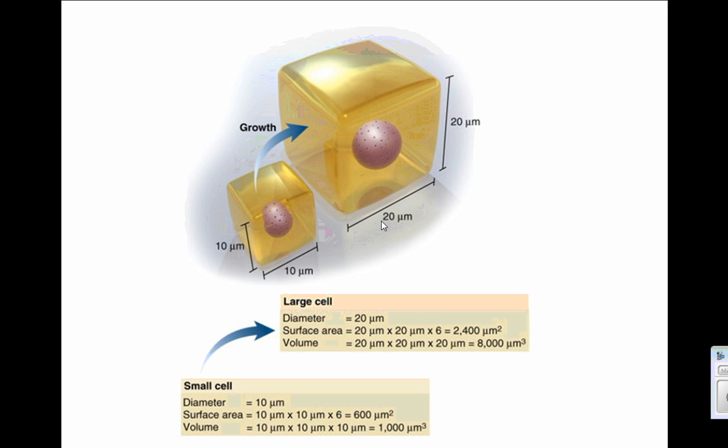Okay? That's not the issue. It's the volume that's the issue. Here, for our small cell, we calculate volume as length times width times height. That's 1,000 microns, that's cubed microns. Look what happens to it here. How many more times is 8,000 than 1,000?